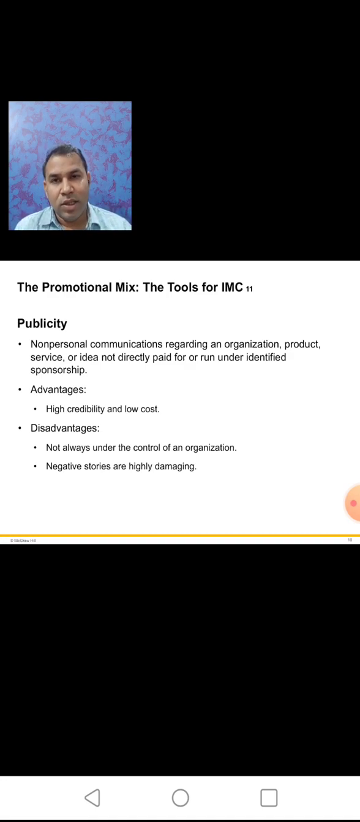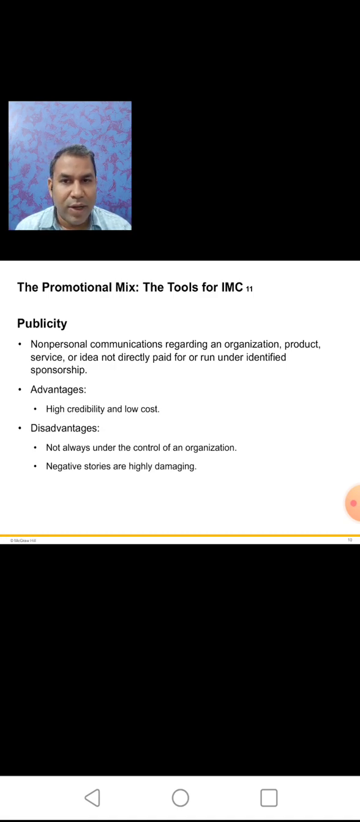Similarly, publicity is another important tool of marketing. It is non-personal communication regarding an organization, product, service, or idea not directly paid for or run under identified sponsorship. So the basic characteristic of publicity is that it is non-personal communication and it is not directly paid. Any publicity which is done through a paid method, I think that is unethical, that is not right.